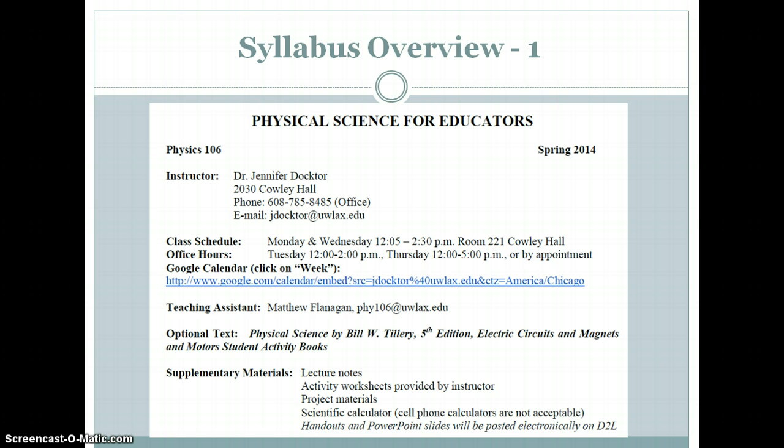All of the curriculum materials we'll be using will be provided to you in class or on D2L. There are a couple of supplementary texts listed here which are available to rent in the bookstore. You'll also need a calculator. Cell phone calculators are not permitted during our quizzes and exams.